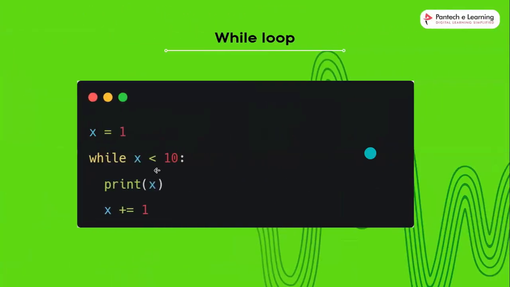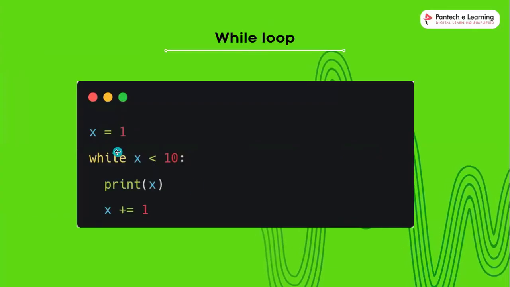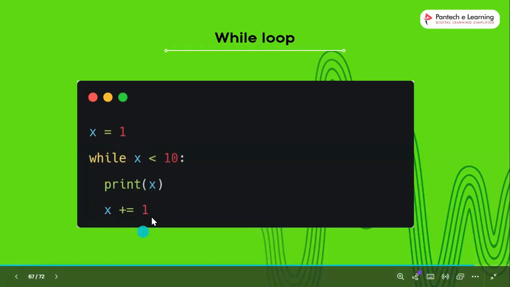I will show an example for this. We can mention the starting value as 1, so while x is less than 10. Only when the condition becomes false will the loop be stopped. First we start with the value 1. X's value is 1, and 1 is less than 10, so the condition is true. It prints the x value 1 and then increments the value. So x plus equals 1 means one is added.